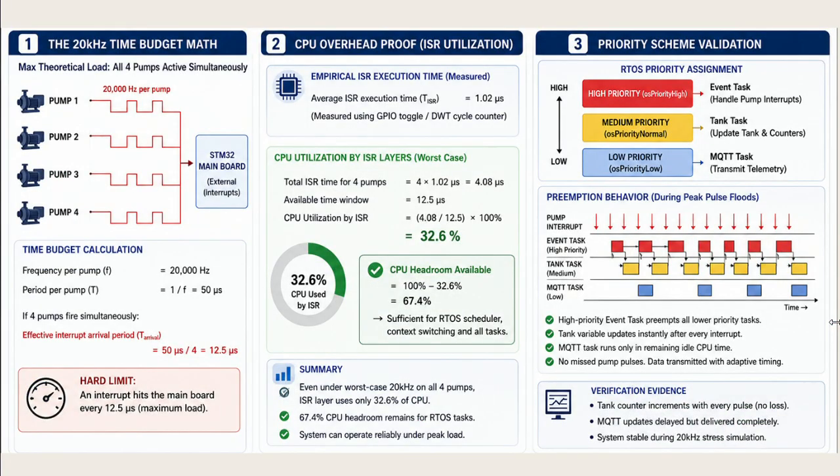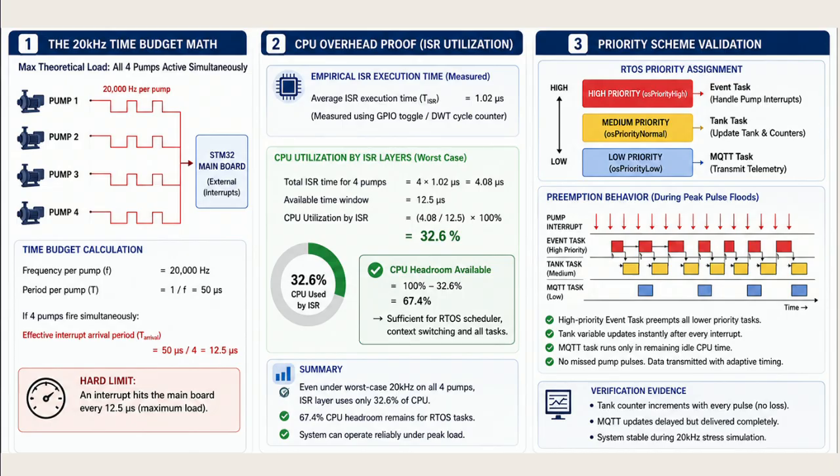So for next, this slide verifies that our RTOS architecture can handle the maximum system load. At 20 kHz, each pump generates one interrupt every 50 ms, so when 4 pumps run simultaneously, an interrupt arrives every 12.5 milliseconds, and the ISR must finish before the next interrupt arrives. Our measured ISR execution time is only 1 microsecond, giving 8.2% CPU utilization and leaving over 91% of the CPU available for the RTOS scheduler.